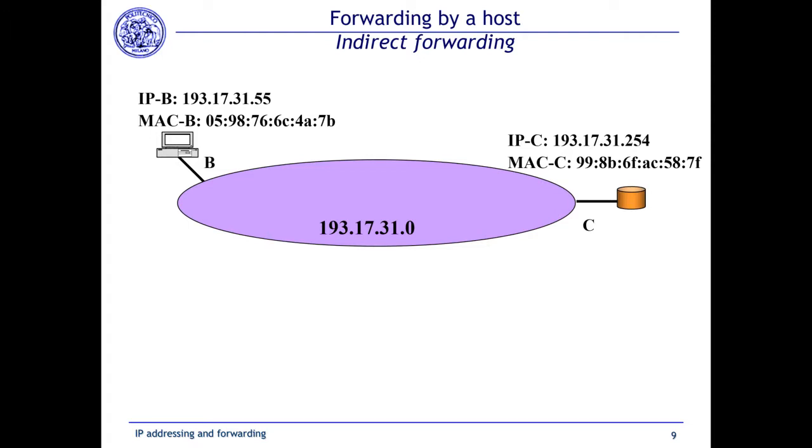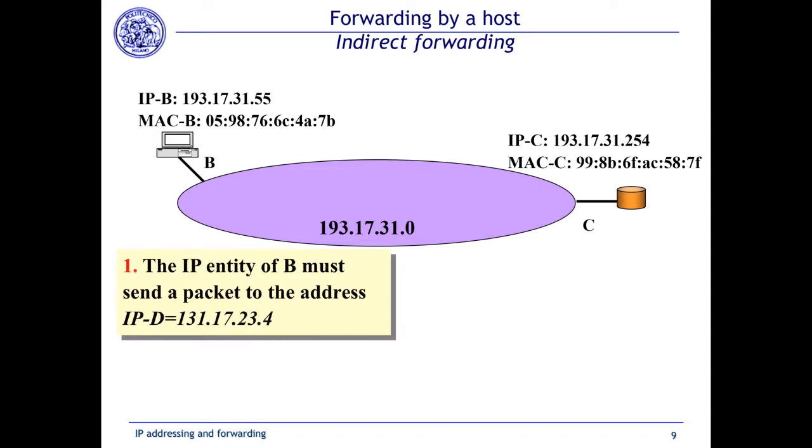What happens in the other case, in indirect forwarding? So here B must send a packet to the IP destination that you see there, 131.17.23.4. Okay. The destination IP address comes from the upper layers. So when the upper layers request the IP layer to send this IP packet, they also tell the IP layer what is the destination IP address to use.